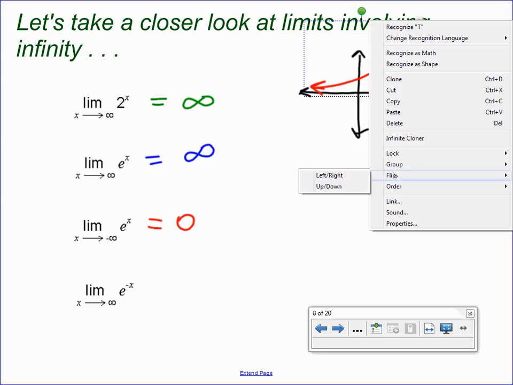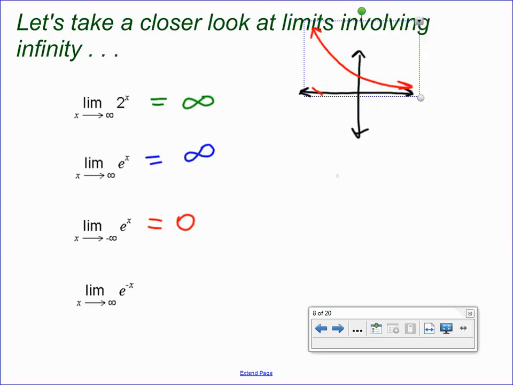Let's see if we can do a flip. How about a flip left-right? So there's our e to the negative x. As x approaches infinity, what does e to the negative x do? Goes towards 0 as well. Awesome. What about this last one analytically? Without looking at the graph. So if we cover up the graph, could we reason this out?